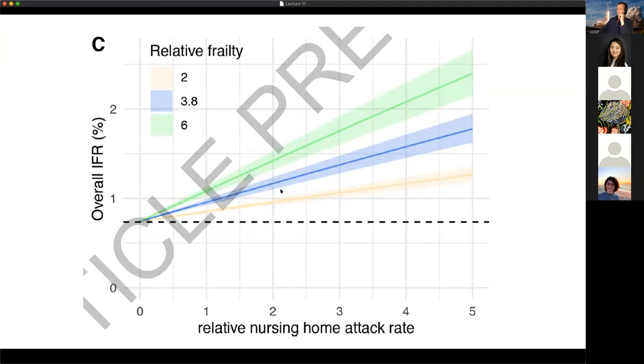And then the final chart that I'd like to show you is an analysis of why residents in the nursing homes were hit so hard. One of the analyses they did here was to estimate relative nursing home attack rate as a function of relative frailty. Frailty is just an index to measure how sick the population in a particular nursing home is. And as you would expect, the overall infection fatality rate is a very strong function of how frail the population is, right? So the sicker the people are, everything else being equal, the more they will die, at a high rate, so 2%, 1%, and so on.